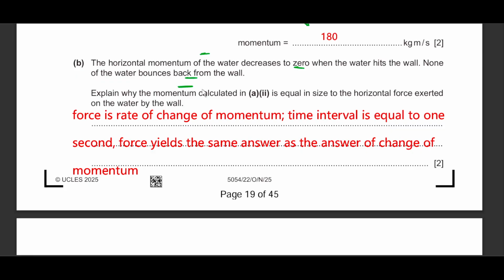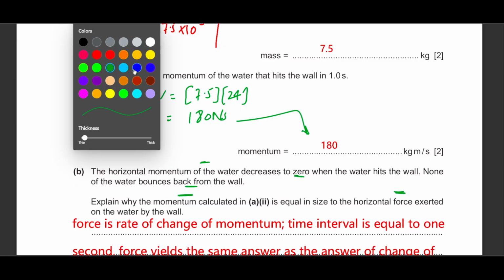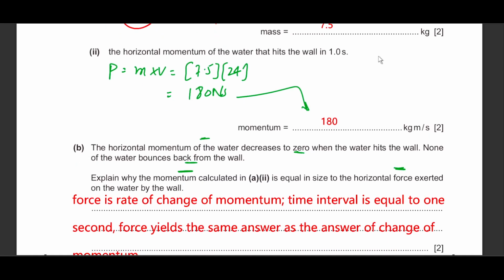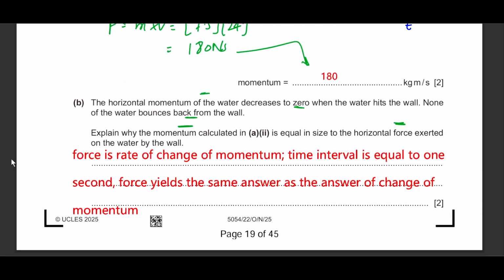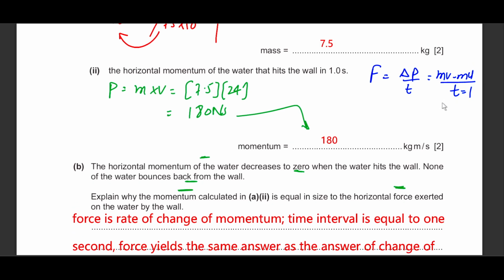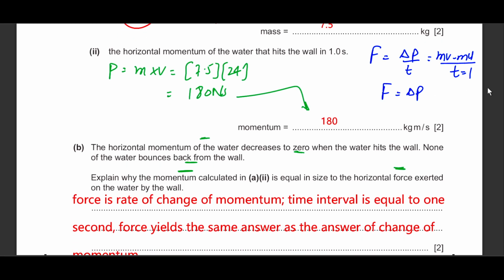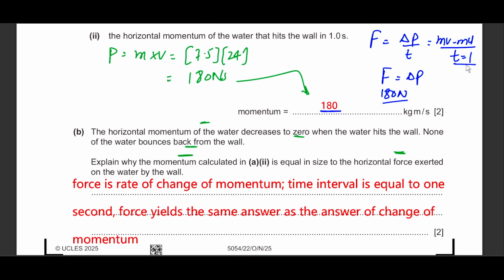Explain in terms of momentum why the momentum calculated in part A is equal in size to the force. Notice that this is actually a mathematical problem, okay? And that's what he's trying to explain in terms of a statement. So we understand that the resultant force is equal to change in momentum divided by time. The whole question revolves around the fact that everything is happening in 1 second. So if the object, whatever that mass is, has mv minus mu divided by t, this t is 1. Because this is 1, whatever the force comes out as is going to be equal to the change in momentum. This is why when you calculate this, the change in momentum and the force, which is going to be 180 newtons, come out as equal, because we're dividing by time t equals 1.